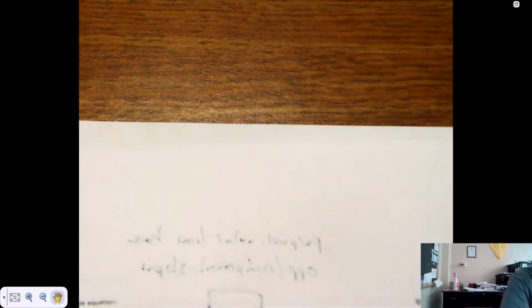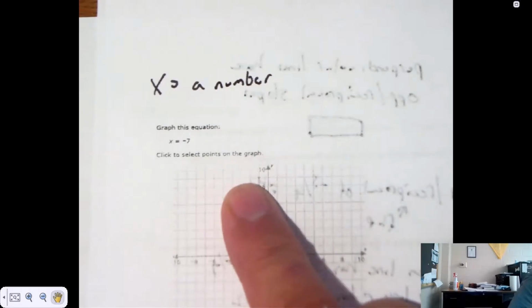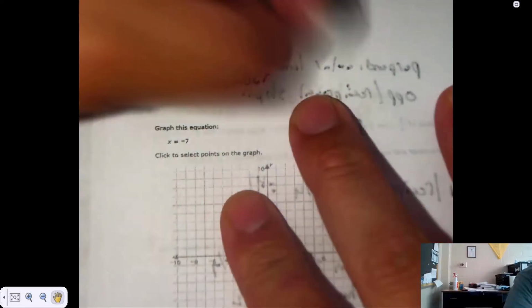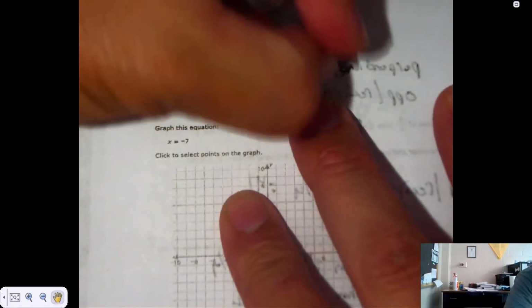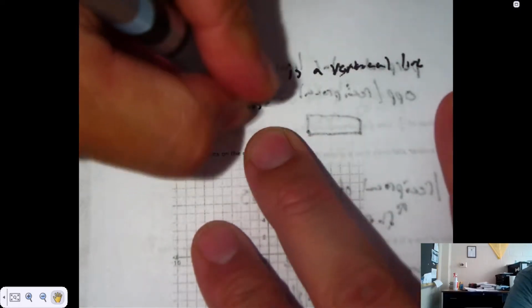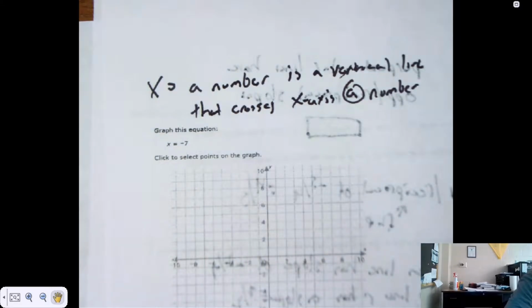These next two are in your notes to remind you of a concept. This is x equals -7. Basically, this is x equal to a number. When x is equal to a number, what kind of line is in your possession? Vertical. It is a vertical line that crosses the x-axis at the number. That's all it is, a vertical line.